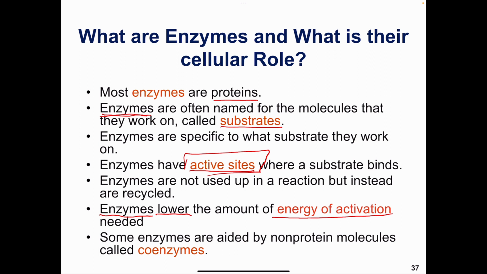Now, most enzymes are controlled in our system. How are these enzymes controlled? By controlling the availability of some non-protein molecules that are called coenzymes. Some examples of coenzymes are a molecule that is called NAD+. Another one is NADP+. Another one is FAD.